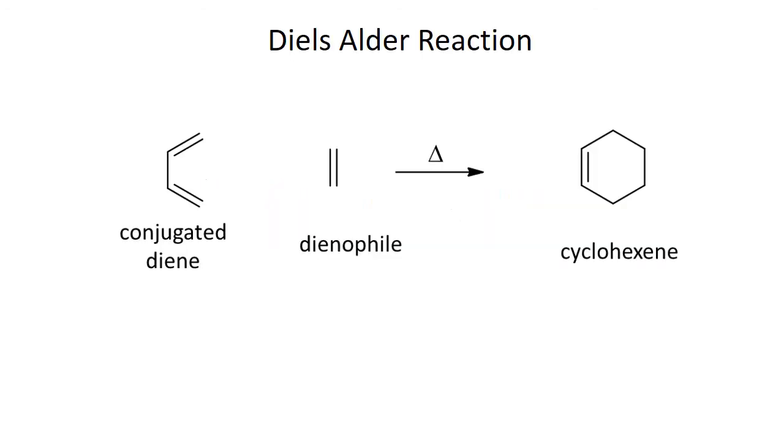Hello, this is the pre-lab lecture for the Conjugated Systems Lab in Chemistry 246. The first part of this lab is going to be setting up a Diels-Alder reaction.